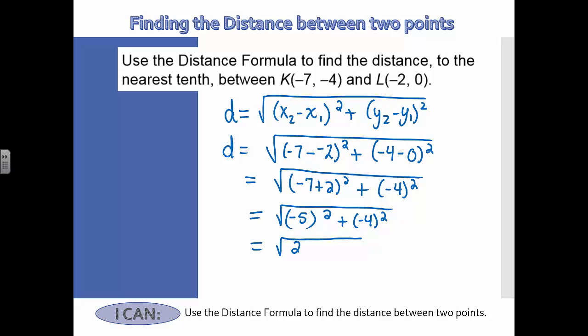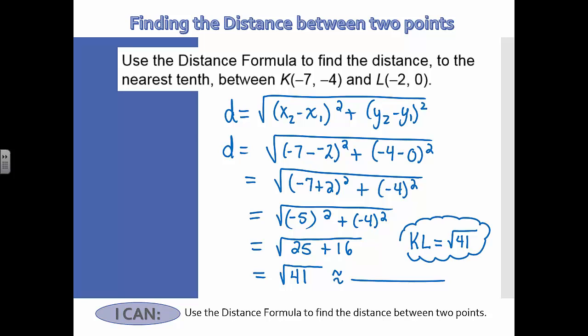Which is the square root of 25 plus 16, which ends up being the square root of 41. And I don't know what that is as a decimal, but you can find the decimal approximation as well. So that would be the length of segment KL. You might also see it written as KL is equal to the square root of 41. The length of KL is the square root of 41.